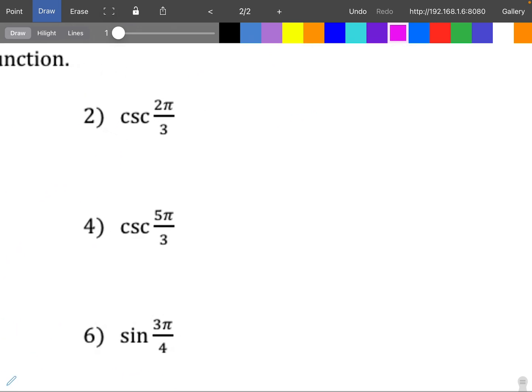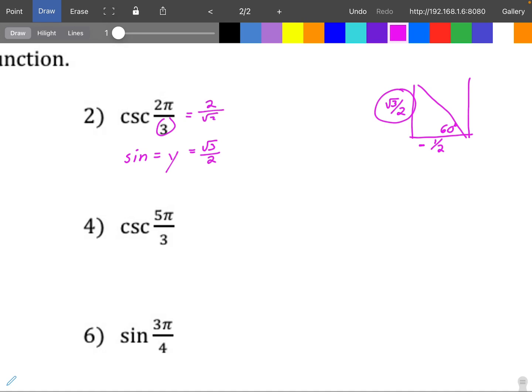Okay, so number 2. 2 pi over 3 is going to be in our second quadrant. And our reference angle is going to be 60 because it's over 3. So across from 60 is the square root of 3 over 2. The other side has to be 1/2, but the 1/2 has to be negative. Cosecant is the reciprocal of sine, and sine is y. So our y value is square root of 3 over 2. We want the reciprocal of that, which is going to be 2 over the square root of 3, and then we have to rationalize that, which would be 2 square root of 3 over 3.